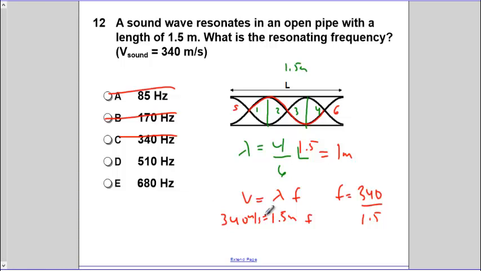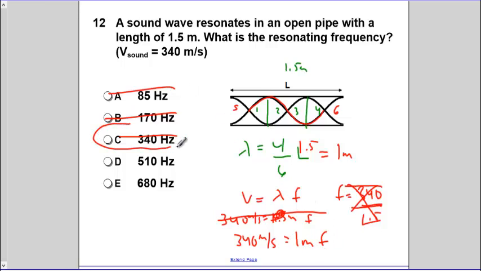Oh, excuse me, 340 divided by 1. I made a mistake. So let's back it up. We'll erase my answer. This should read 340 meters per second is equal to 1 meter times f, because lambda is 1 meter, so f is actually, I'm so sorry, f is 340 hertz. So this will sing at 340 vibrations per second.